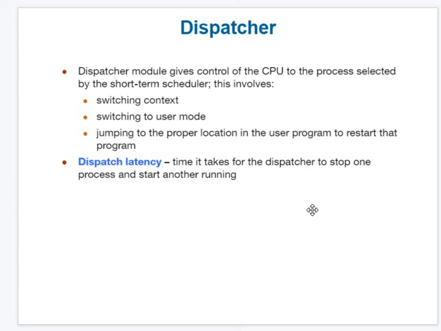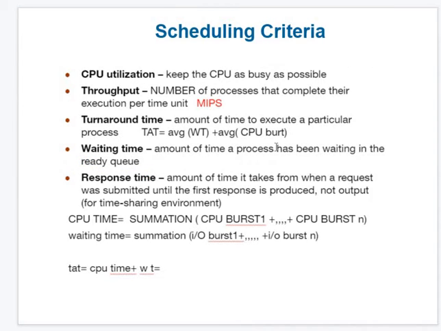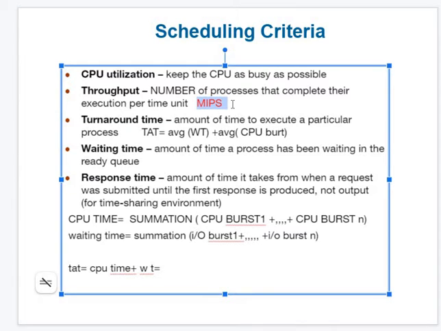Dispatcher means one who dispatches the process for execution. Also, the processes that have completed their execution are dispatched out of the job queue. Some of the scheduling criteria we have seen, five points: CPU utilization, the total time the CPU is allocated for a process. Throughput, the number of processes completed per unit time, generally measured in terms of MIPS, million instructions per second.